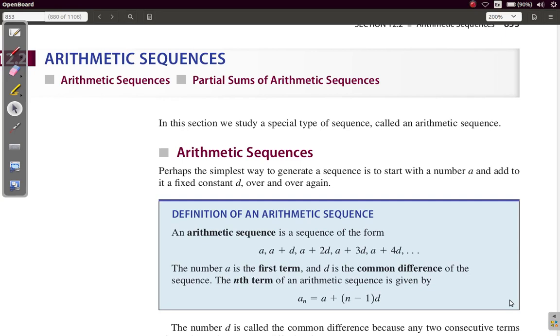Arithmetic sequences, or arithmetic progression. We're looking at page 853 of our text, Pre-Calculus 7th edition. An arithmetic sequence. Definition: it is a sequence of this form: a, a plus d, a plus 2d, a plus 3d, and so on. The number a is the first term, d is the common difference, and it's of that form. Alright? The nth term is this. We're going to be discussing this today on our whiteboard to see what it is all about.